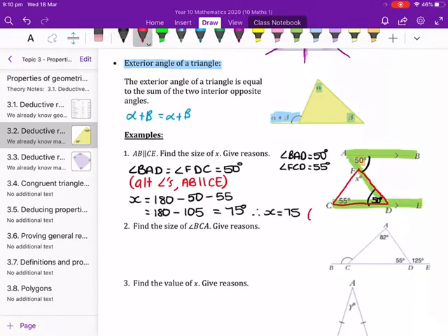And our reason for this will be because of angle sum of triangle. And that's all we have to write as our reason.